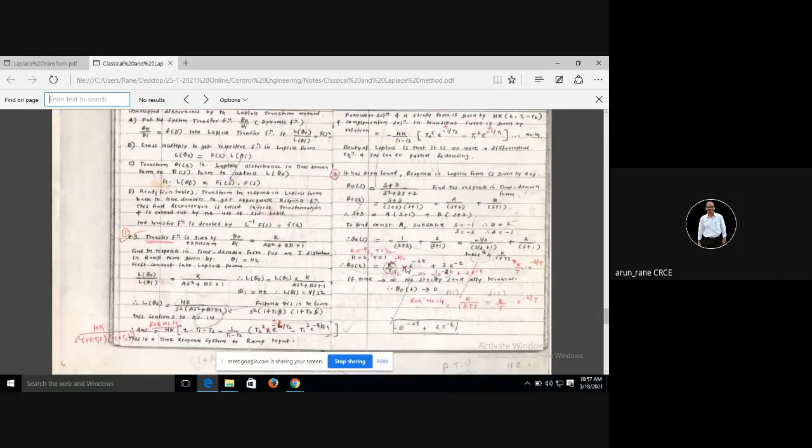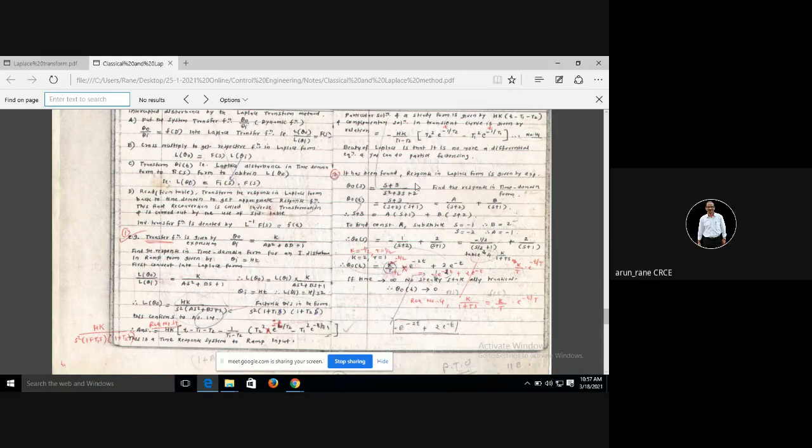Let us study one more. Now the response in Laplace form is given by, let's say, theta O is equal to s plus 3 upon s square plus 3s plus 2. Find the response in time domain. So now here what I have done is factorize s square plus 3s plus 2, that is s plus 2 into s plus 1.